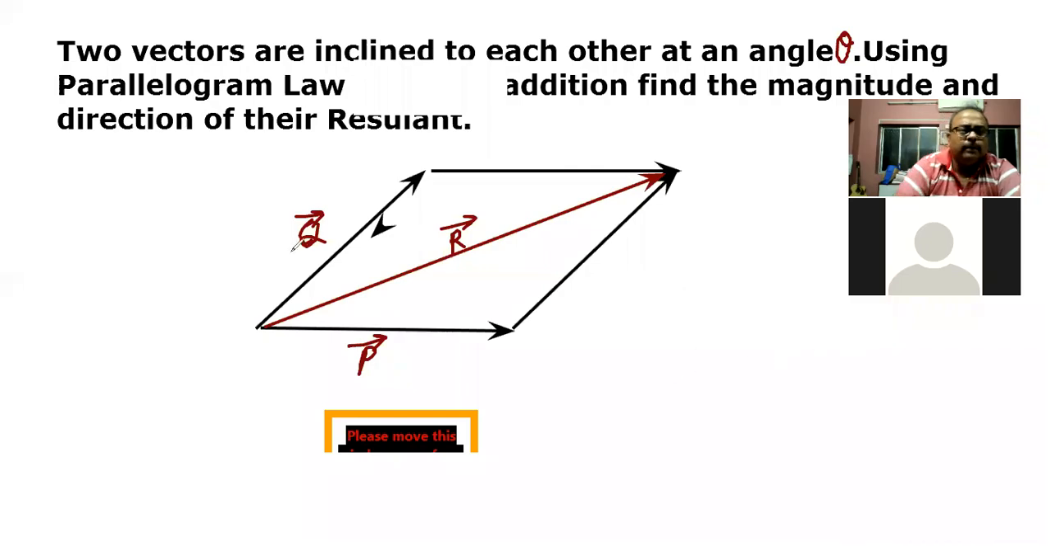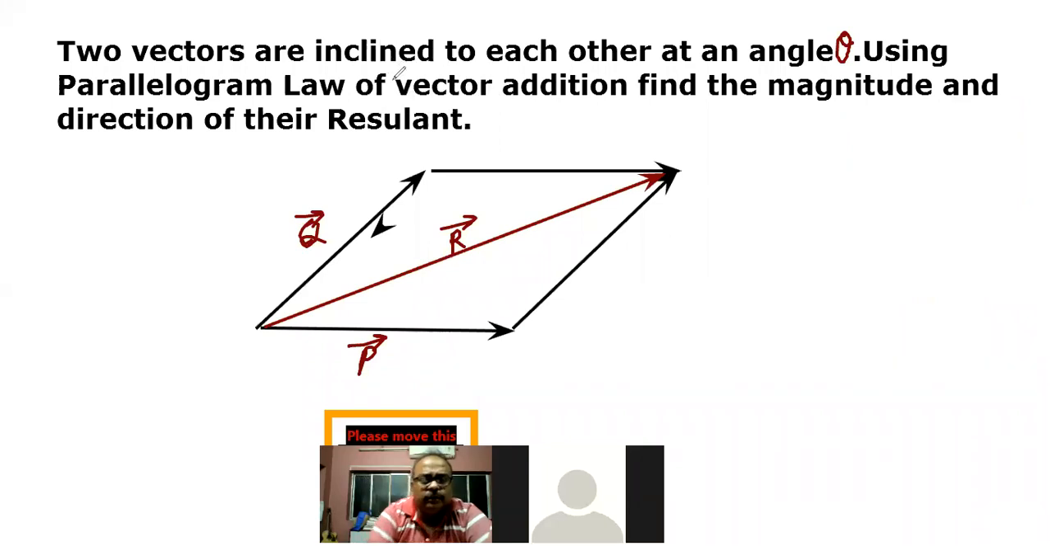Now I'm discussing a very important thing. You can see the question: two vectors are inclined at a particular angle theta, and using the parallelogram law of vector addition, you have to find the magnitude and direction of their resultant. So this is the question.